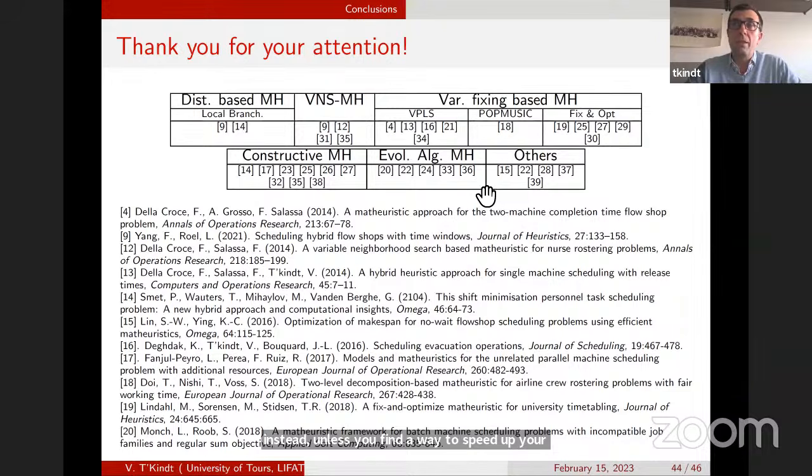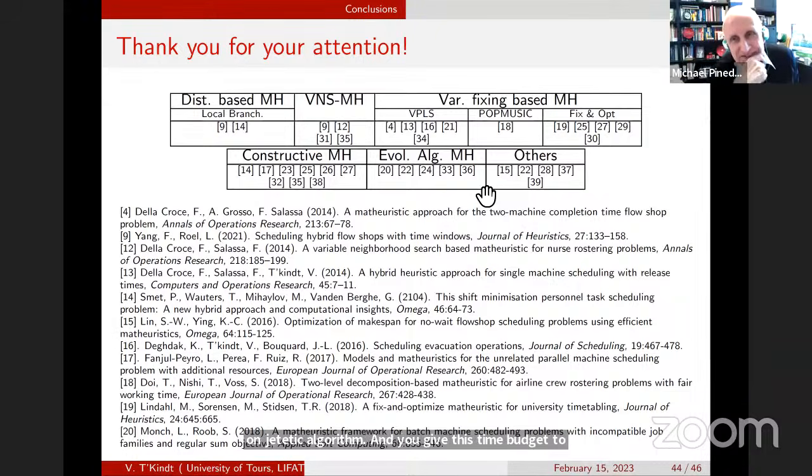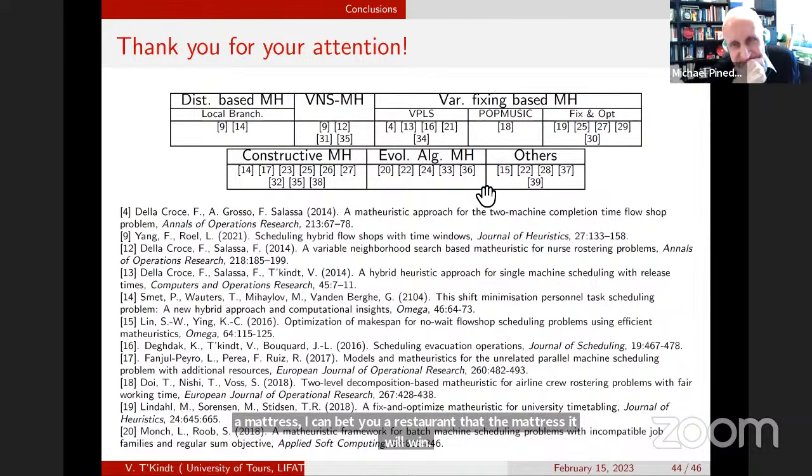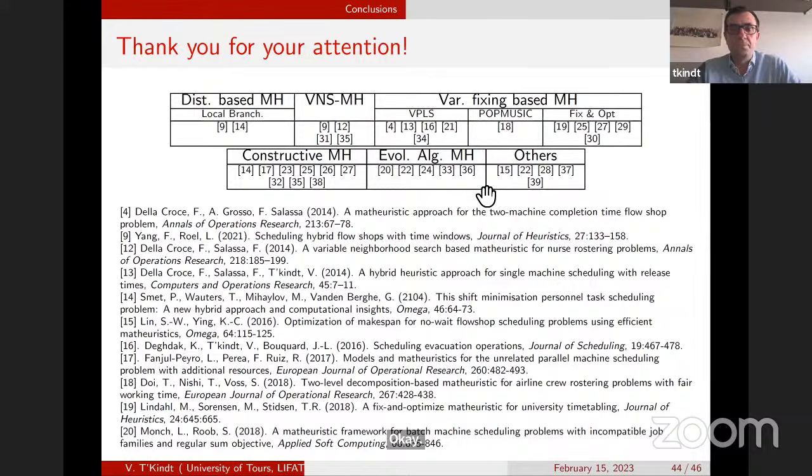And my last comment would be that in comparison to genetic algorithms, there is no contest. Genetic algorithms are also really time consuming. So if you take the time budget that you're ready to spend on a genetic algorithm and you give this time budget to a Matheuristic, I can bet you a restaurant that the Matheuristic will win. Okay, thank you. Very, very enlightening. Okay, thanks. Okay, next question, please.